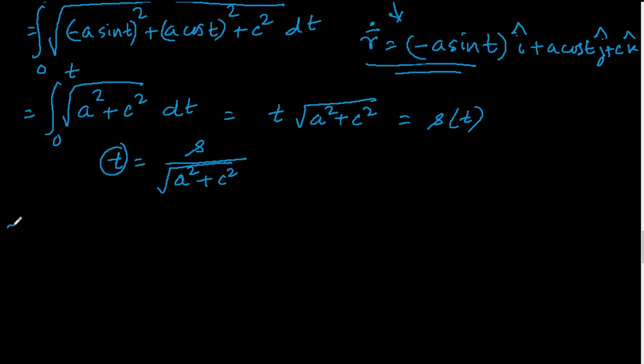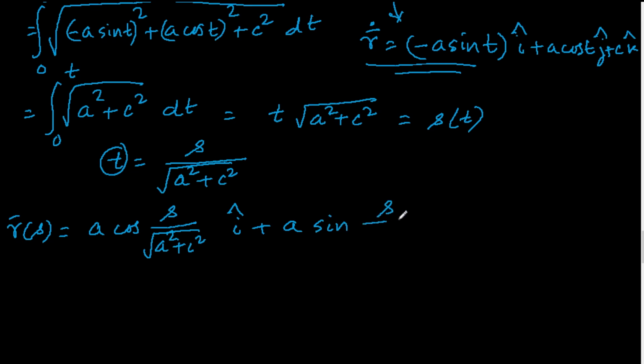So what would you get? R is a function of s, maybe a cosine of s over a squared plus c squared under root i, plus a sine of s over a squared plus c squared under root j cap, plus c s over a squared plus c squared k cap. Fine. So this is now the function of s.